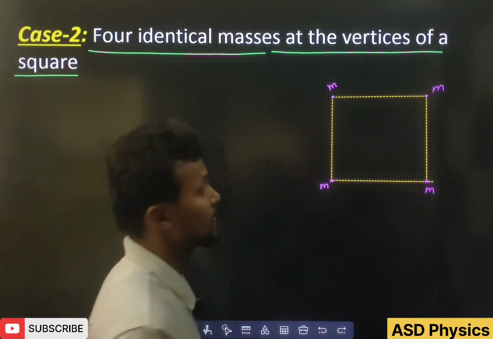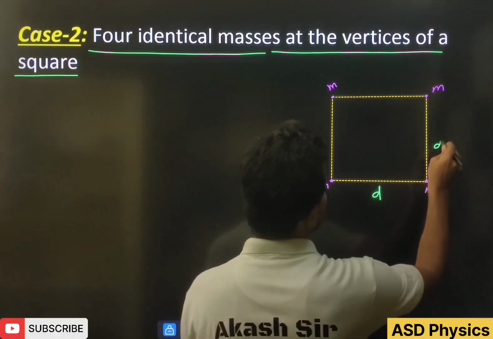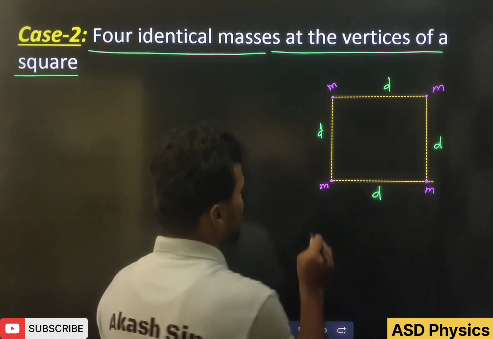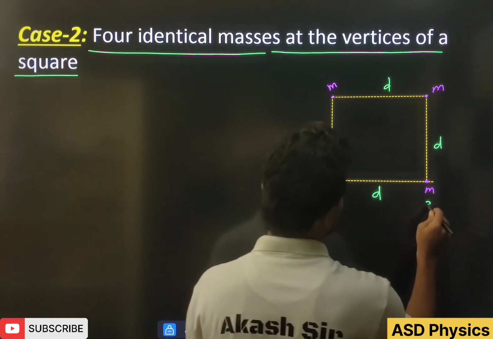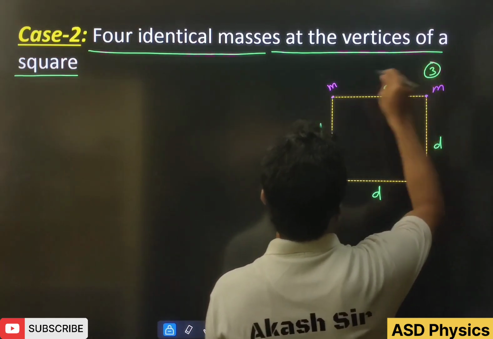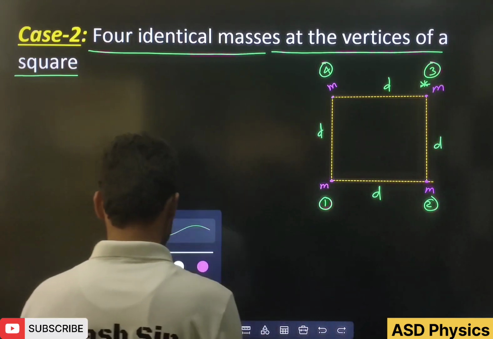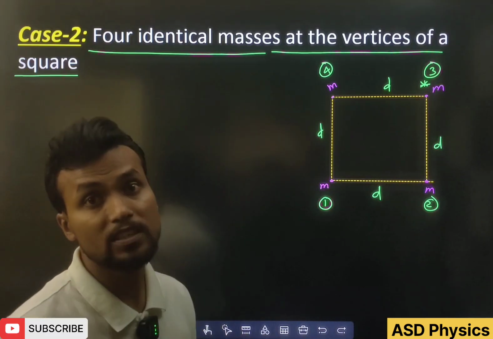So here I have taken the square, and the sides of the square are d only. Let's give the names: I have given 1, 2, 3, and here 4. Again, I have selected this mass. Now you tell me, this mass m will experience how many forces?